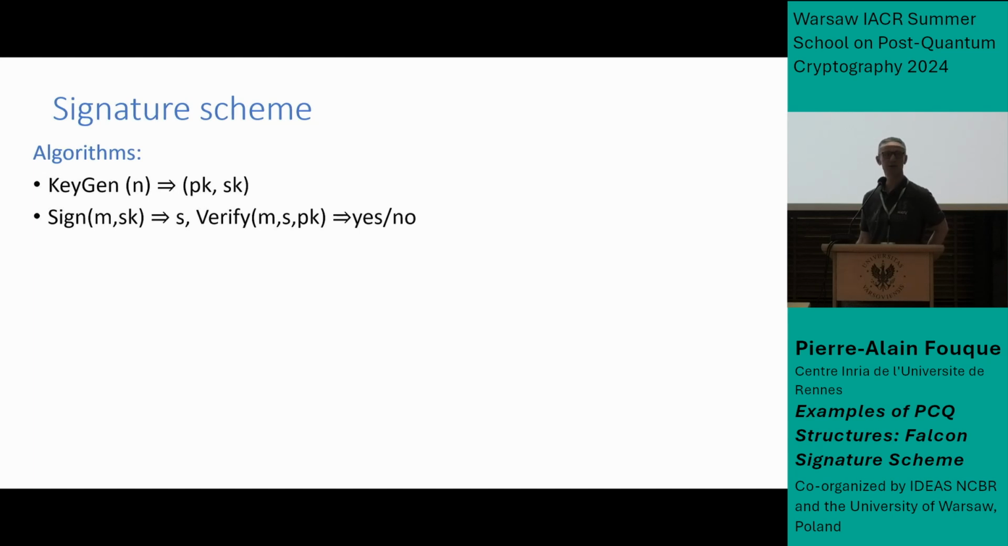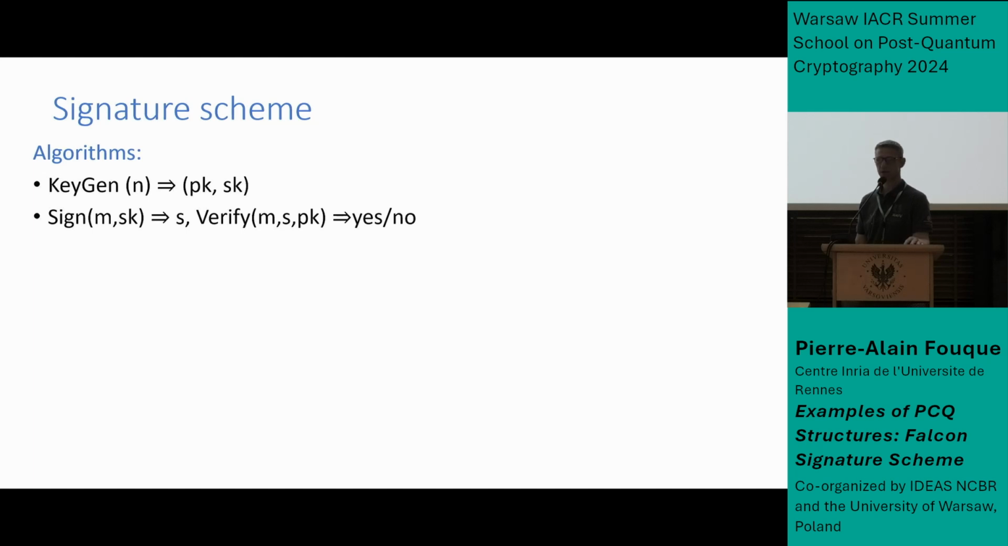You have basically three algorithms. The key generation takes as input the security parameter and returns the public key and the secret key. Then you have the signing algorithm, which takes as input the message and the secret key and generates the signature. Afterwards you have the verification algorithm that takes the message, the signature, and the public key and just answers accept or reject.